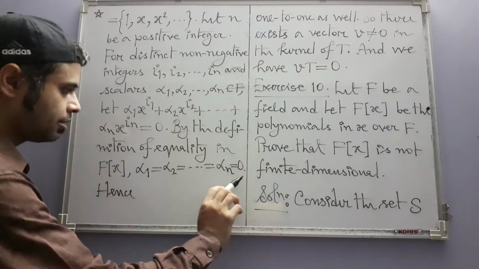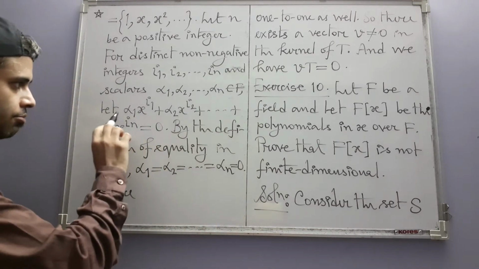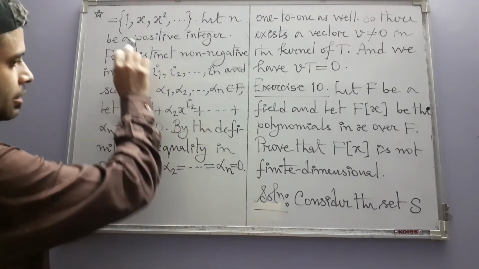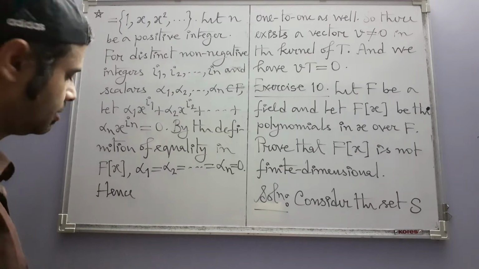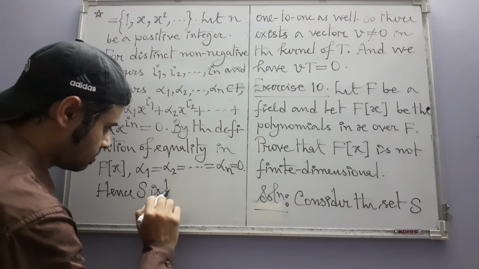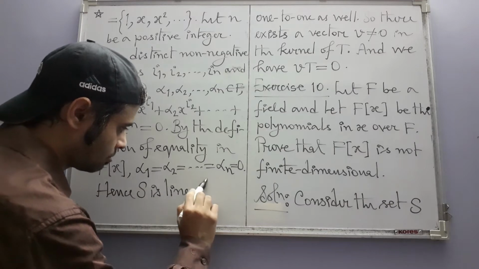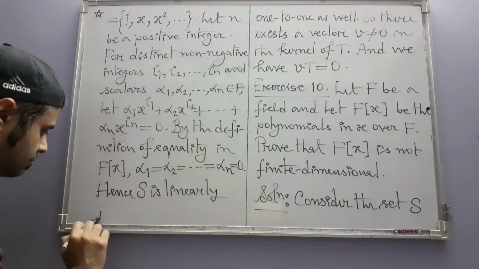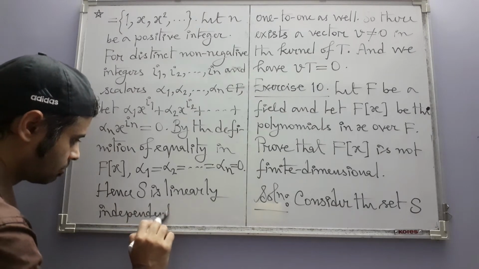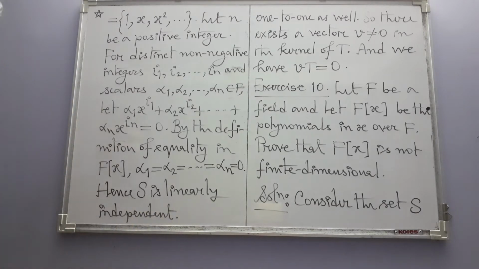Only the trivial linear combination gives us 0, where all the coefficients are 0, and that means just one thing, that the set S is linearly independent. Hence, S is linearly independent. Okay.